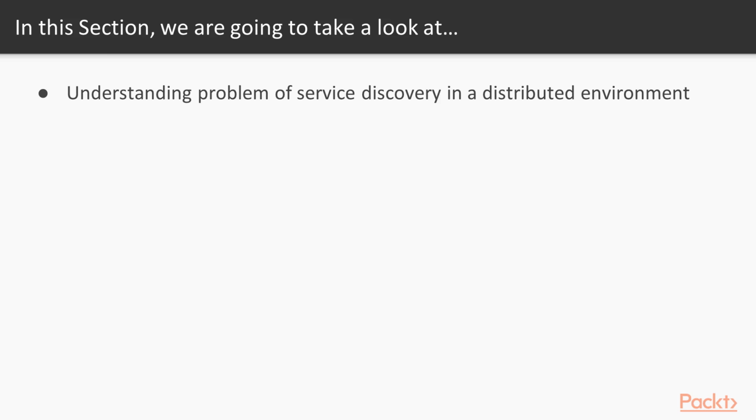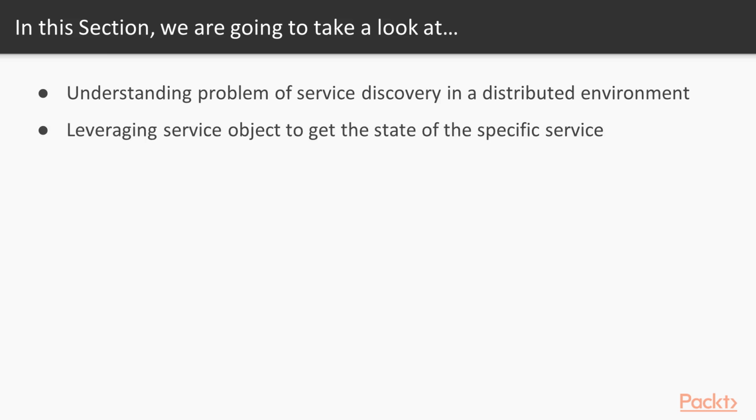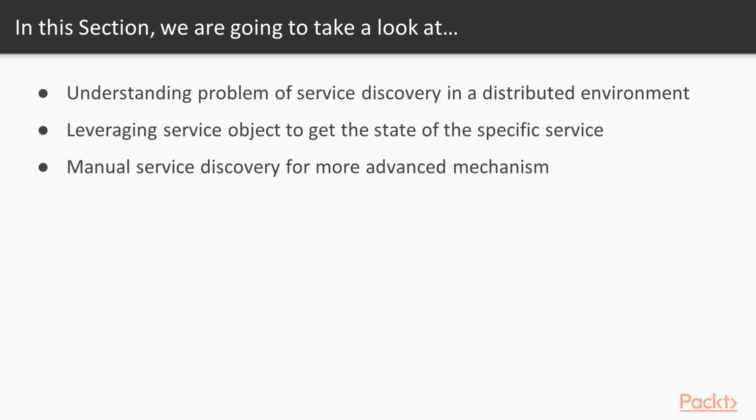Video number 2 will be about leveraging the service object to get the state of the specific service. So we'll interact with a specific service definition by the Kubernetes API. In video number 3, we'll see how we can do manual service discovery for a more advanced mechanism. Sometimes if you want to have a third-party solution and use service discovery that's not embedded with Kubernetes but another library, we can leverage that mechanism. Finally, we'll be using cluster IP environment variables.